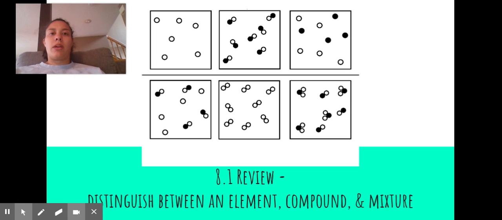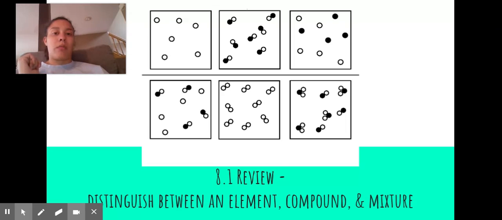Hey everyone, I am going to go through section 8.2 information with you, which is on temperature scales. Before we get there, I just want to take some time to review our previous section with some different pictures that are a lot like the elements, compounds, mixtures POGIL you performed. Taking a look at these, you want to be able to identify: is it an element, a compound, or a mixture? Could it be a combination of them?